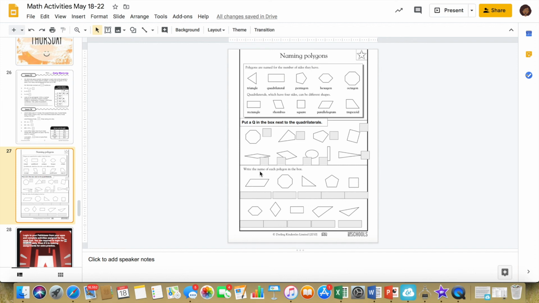This one wants you to write the name of each polygon in the box. So you just find the shape, write it down. This one looks like this to me, so I would write down here, parallelogram. This one, 1, 2, 3, 4, 5, 6, 7. It has 8. Oh, this one kind of looks like that. Let me see, 1, 2, 3, 4, 5, 6, 7, 8. Yep. So down here, I would type out octagon.